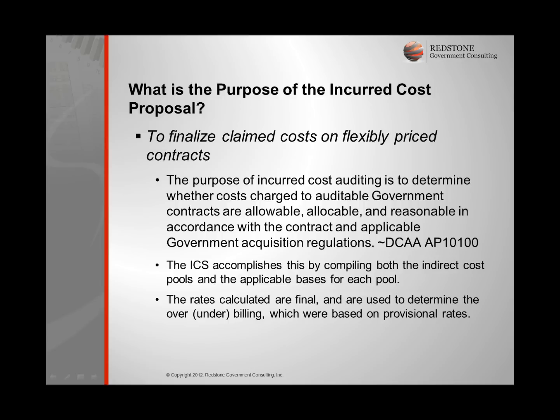Throughout the year we bill costs to the government based on our provisional estimated rates, and then at year end we prepare the incurred cost submission, which acts like your tax return. It compares your provisionally billed estimated cost to what you actually incurred to arrive at either an overbilling, which is the amount owed back to the government, or an underbilling, which is an amount owed to you by the government.